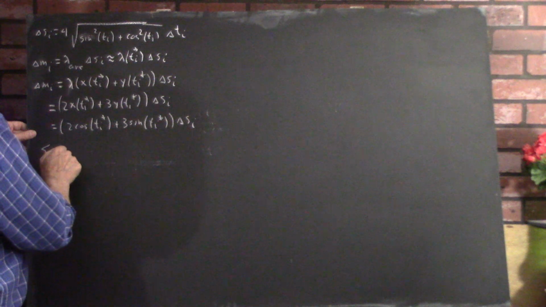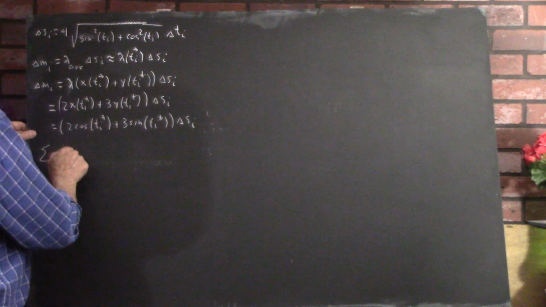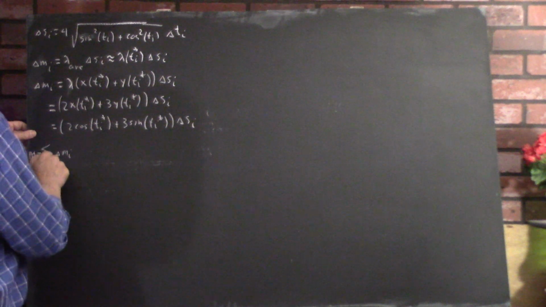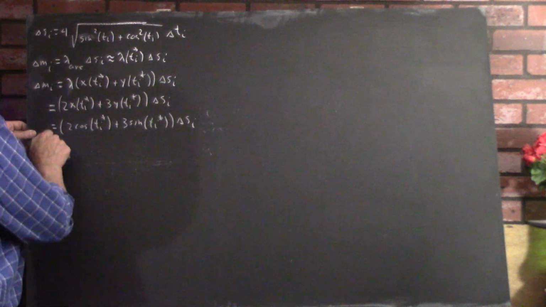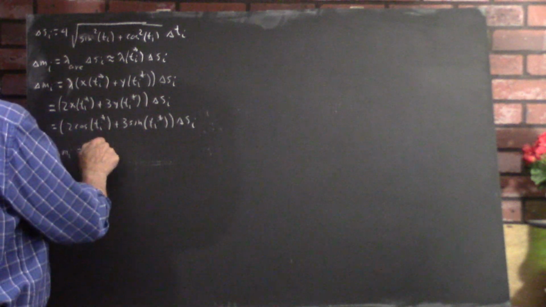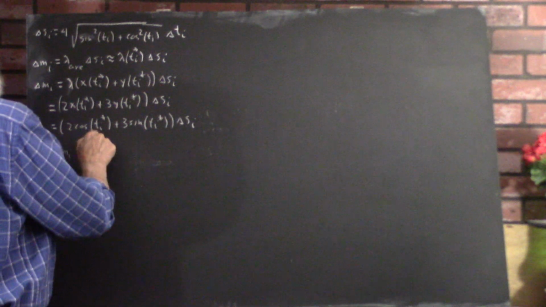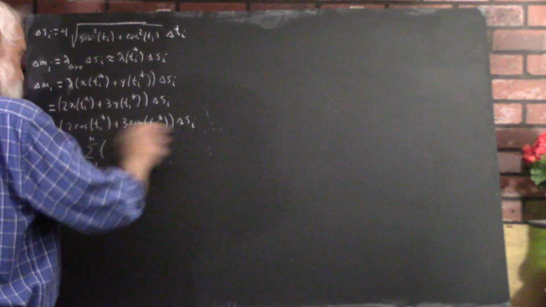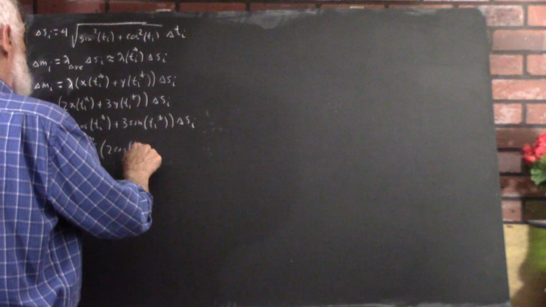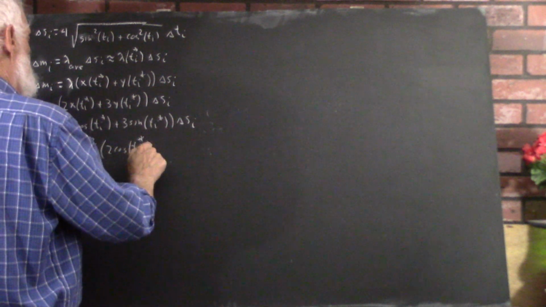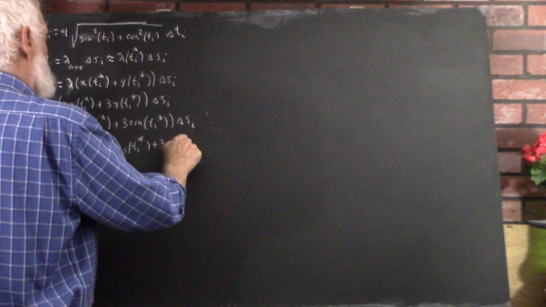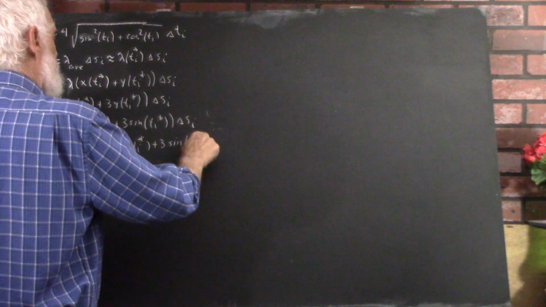Well, the sum of the delta mi, that's your mass, sum from i equals 1 to n of your delta mi. That's the sum from i equals 1 to n of this expression, so let's do it again. 2 cosine of ti star plus 3 sine of ti star, delta si.